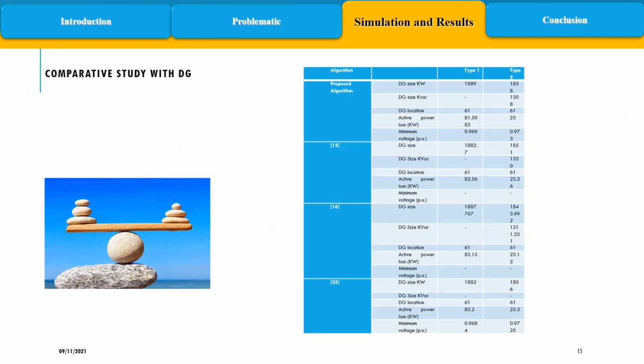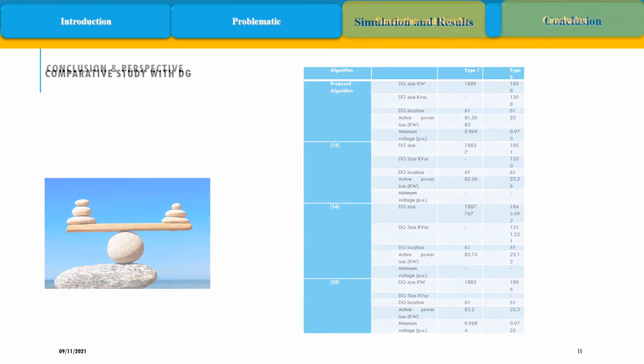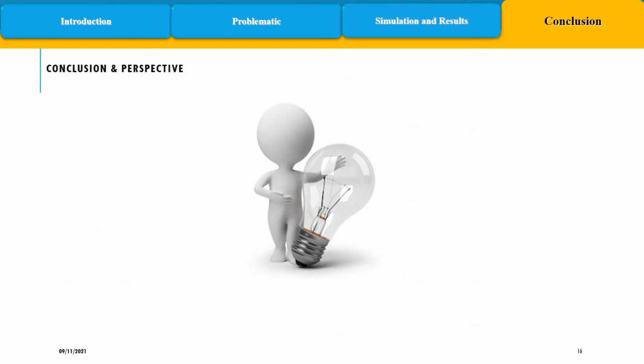From this table, we can see the difference between our proposed algorithm and other studies. And it's clear that our proposed algorithm helps to minimize the power loss and improve the voltage profile by minimizing the voltage deviation. So we conclude that our proposed algorithm is performant and more improved than other methods. And we advise using this method to inject other kinds of distributed generation into the network.